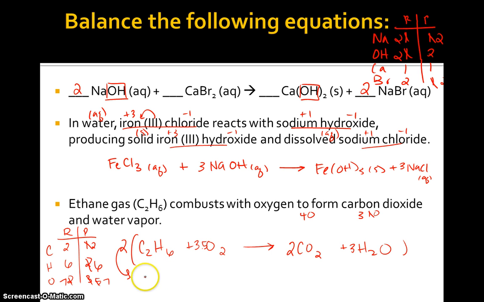So I don't have 1 C2H6, I have 2 C2H6. I don't have 3.5 oxygens, I have 7 oxygens. I don't have 2 carbon dioxide, I've got 4 carbon dioxide. And I don't have 3 waters, I now have 6 waters. So this would be our final answer down here. And so again, I call this guy the half-Z rule. When you get to the end, if you have to go ahead and put in a half-Z to make yourself balance, do it, and then just multiply it by 2.